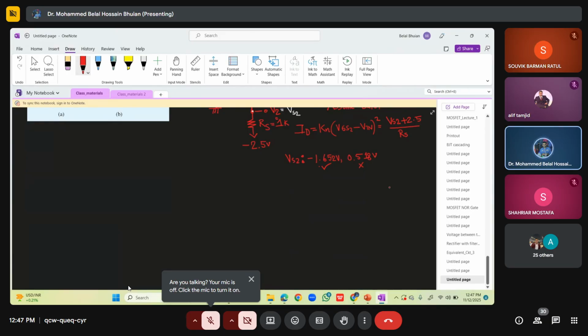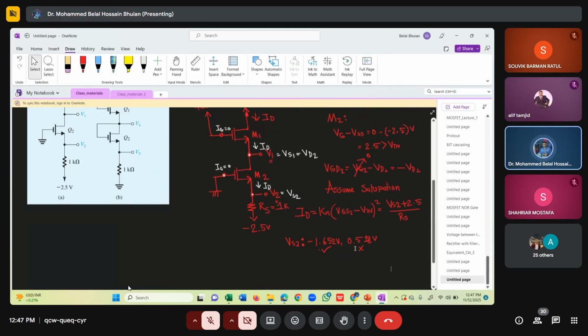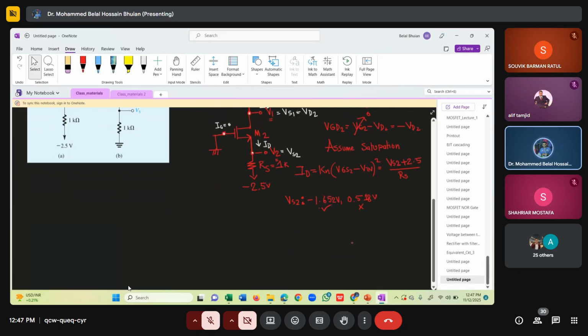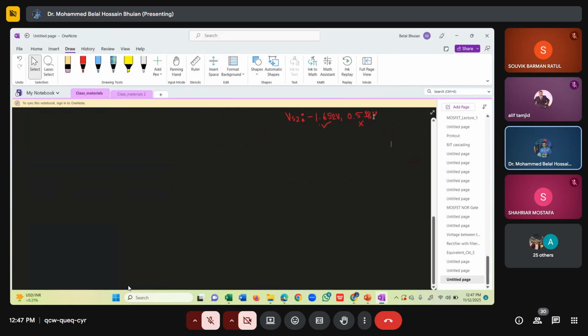Last class we learned that I'm going to do VGS, plugging both the values. If you select VS2 equal to minus 1.652, only then a channel is induced. If you plug this value VS2 equal to 0.518, it is less than VTN, channel is not induced. So that gives us V2 equal to VS2 equal to minus 1.652 volt.